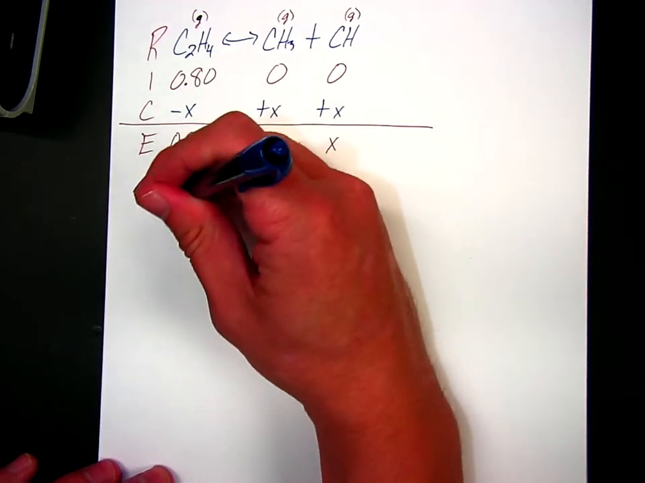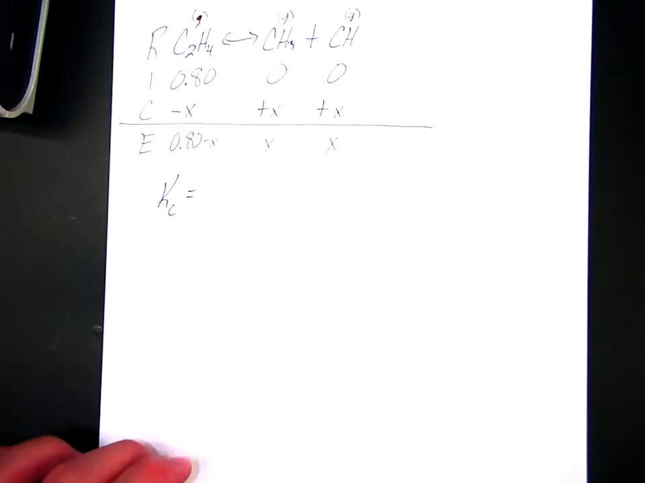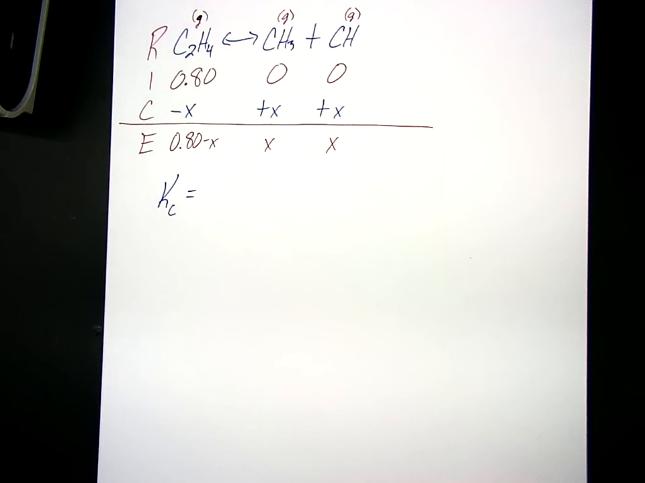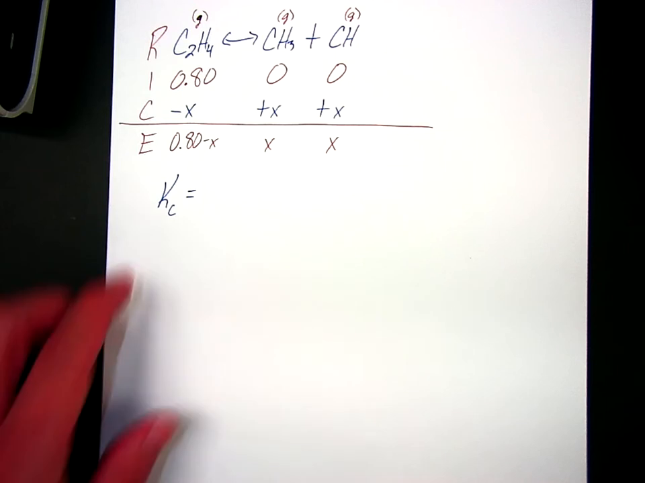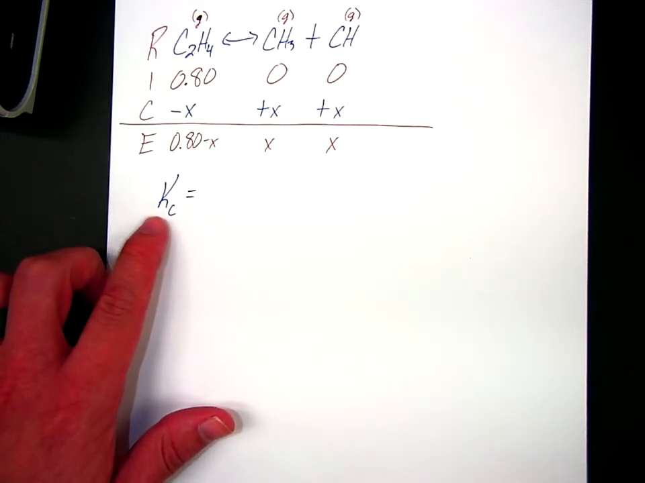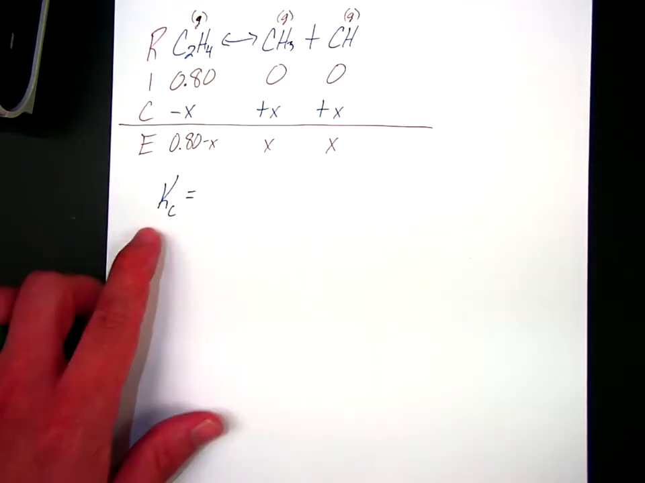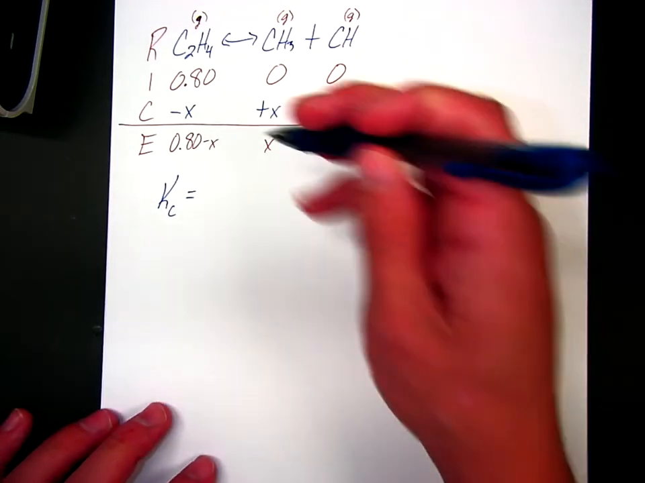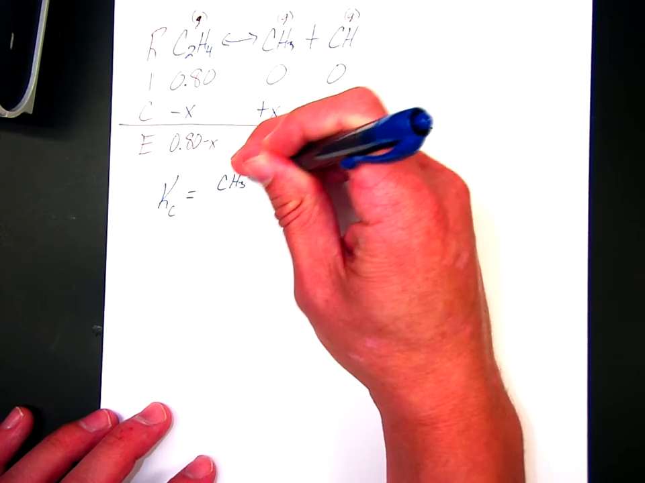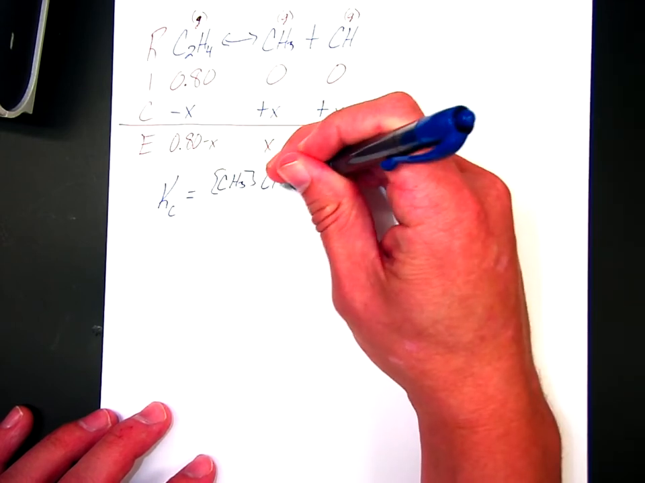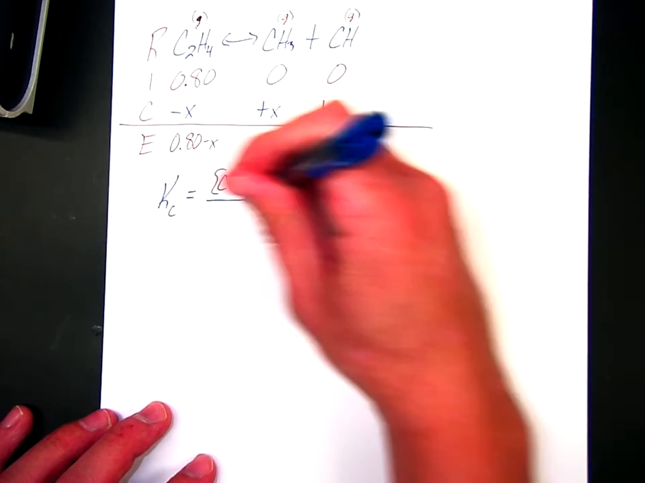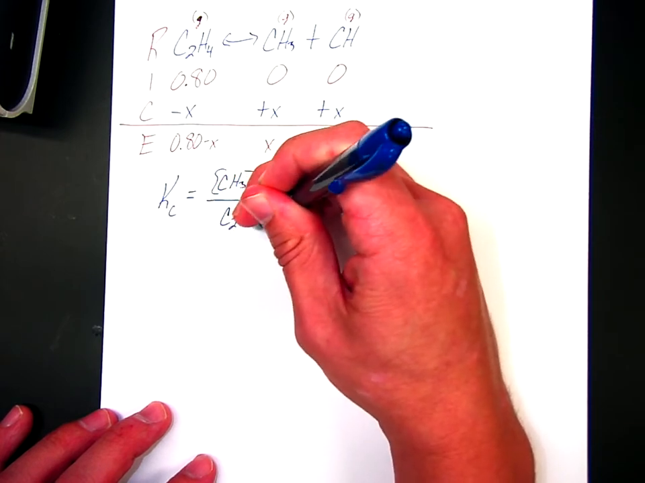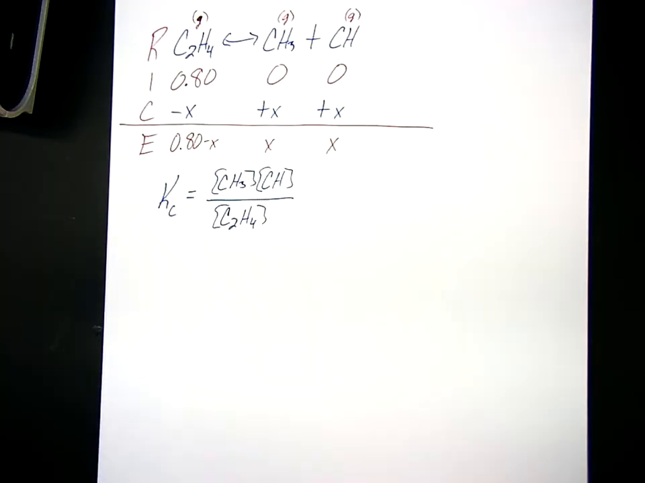My unsubstituted equation for Kc. Kc is going to be the extra given information. There's always a tidbit that it gives us. So it's giving us K, which means quadratic, so that's a bummer. But let's set up the unsubstituted real quick. So we're going to go CH3 and CH, which are the products, over C2H4, which is the reactant. There's no exponents because there's no coefficients.